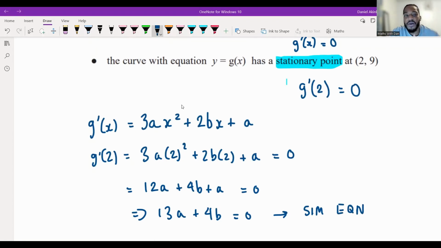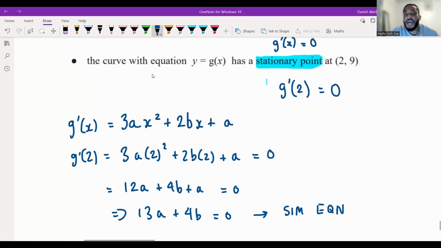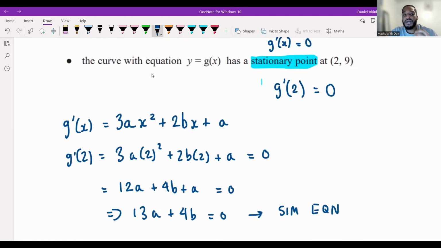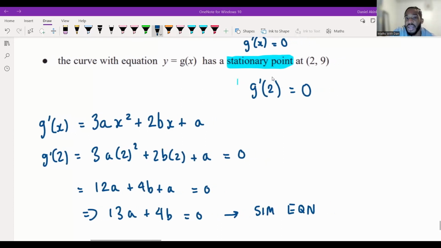Now, we have this bullet point here, right? Is there anything else we can extract from this bullet point? The curve g of x has a stationary point at 2, 9. Is there anything else I can extract from it, or is this it? I want you guys to tell me. Well, remember, a stationary point is a point nonetheless, isn't it? So the point 2, 9 also is a point on the actual graph itself, right? So this just means that when x equals 2, y is equal to 9.